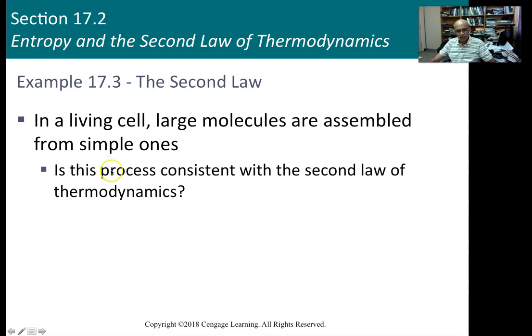Now we've looked at the example of iodine changing into solid from the gaseous state. Now let's look at this one here, in a living cell. In a living cell, you see that large molecules are assembled from simple ones. For example, you start with amino acids. Amino acids are individual carbon-based molecules that will combine together to form proteins.